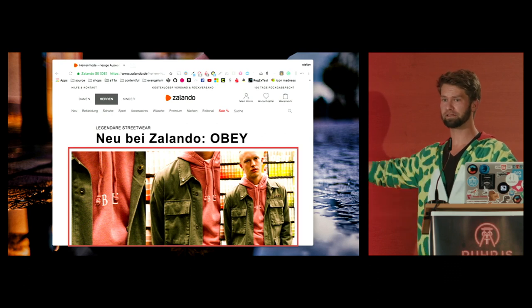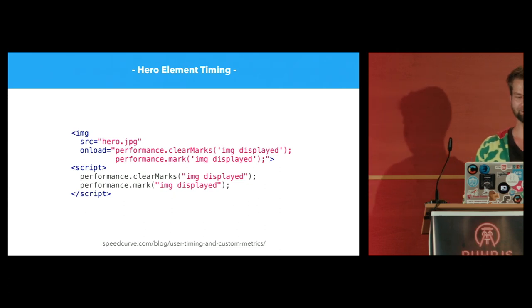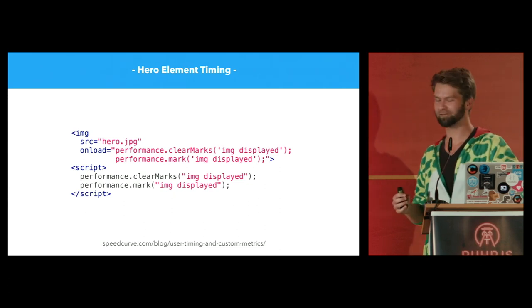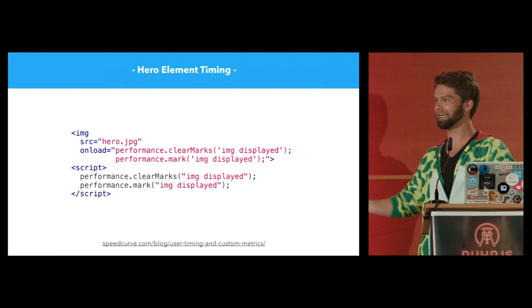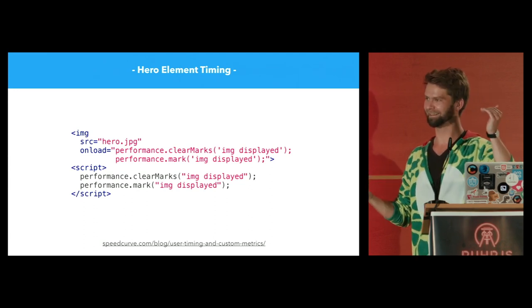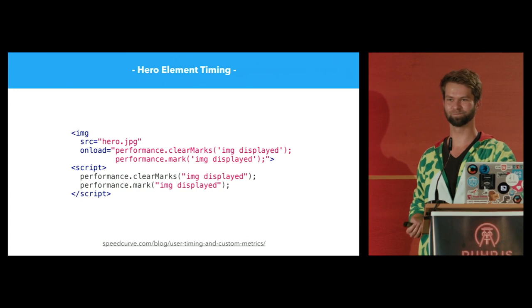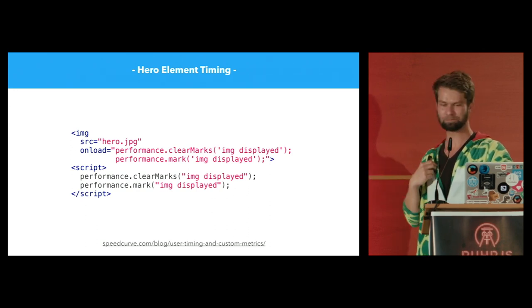How do you figure out if this thing was loaded? Well, right now we have to do something like that. You have to define an onload handler, then clear the marks for a given key and set a new mark. And after that, an inline script element that does the same. So what basically happens is whatever runs last is the correct value here. That's not good developer experience, I would say.